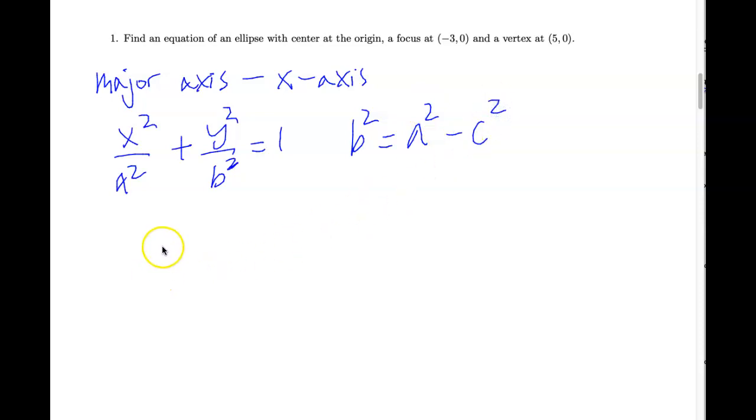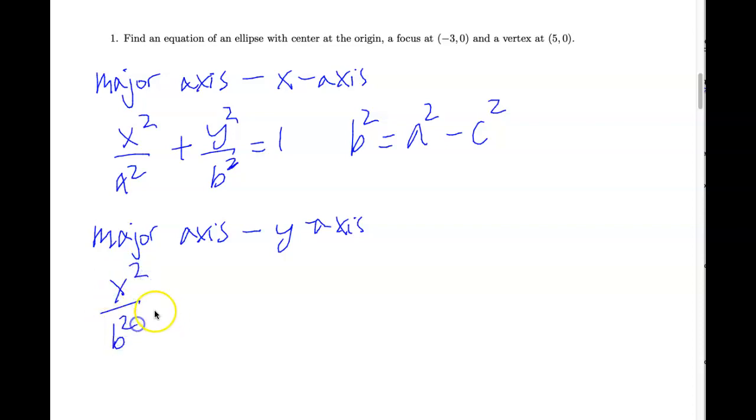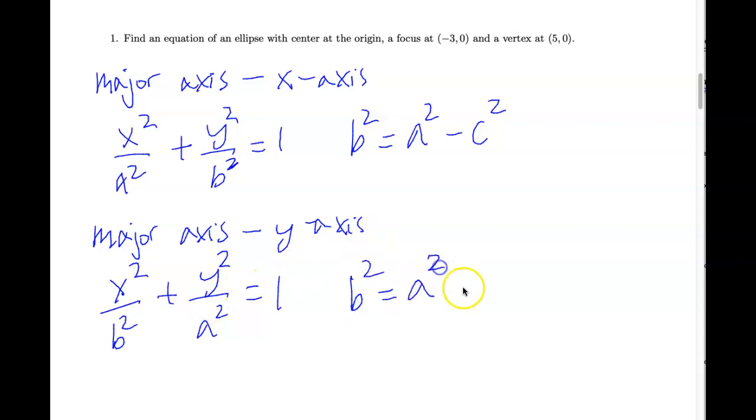And when the major axis is on the y-axis, the form of the equation is going to be x squared over b squared plus y squared over a squared equals 1. Still, a and b are greater than 0, and b squared equals a squared minus c squared.